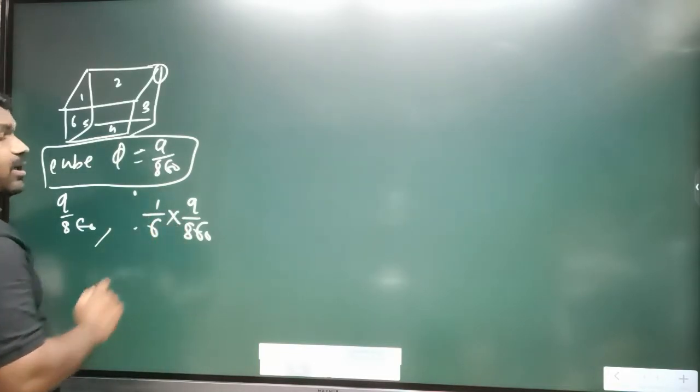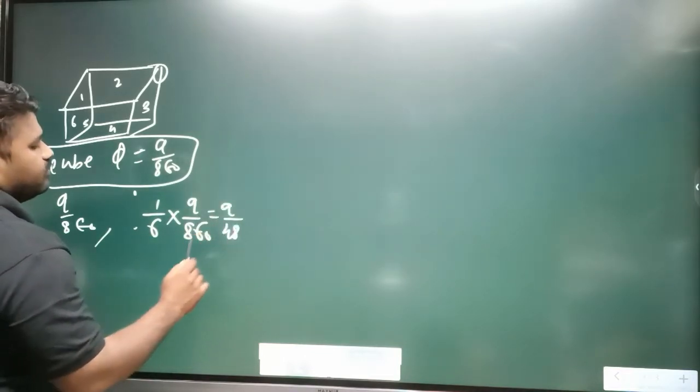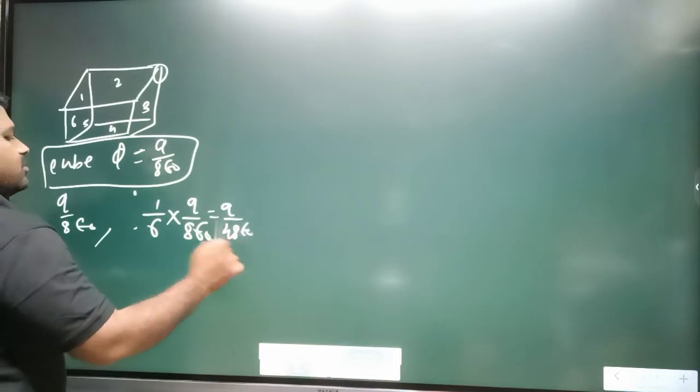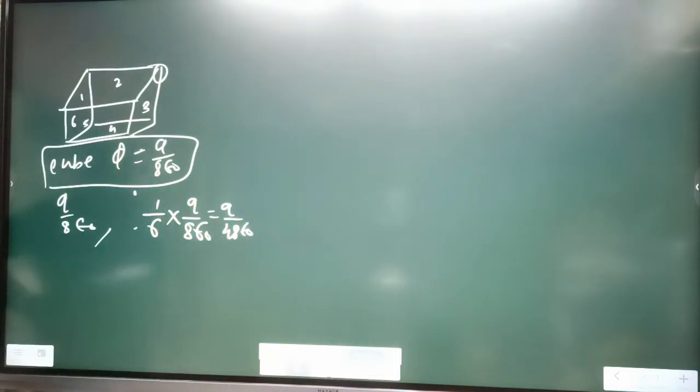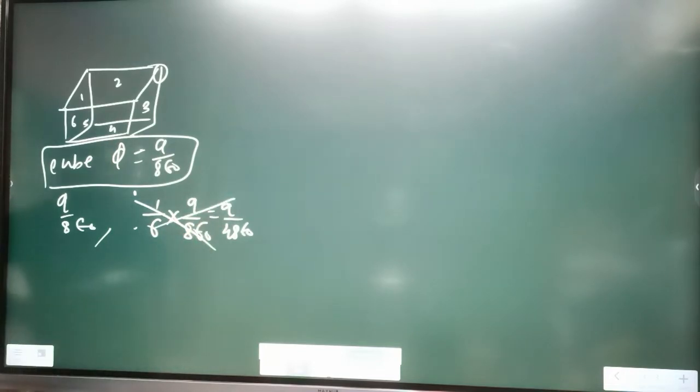1/6 into q by 8 epsilon naught. Means this is like that, q upon 48 epsilon naught. Got it? Like that. But this one is not correct. Why is this one not correct?